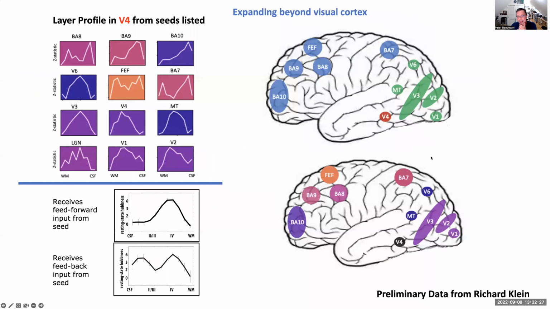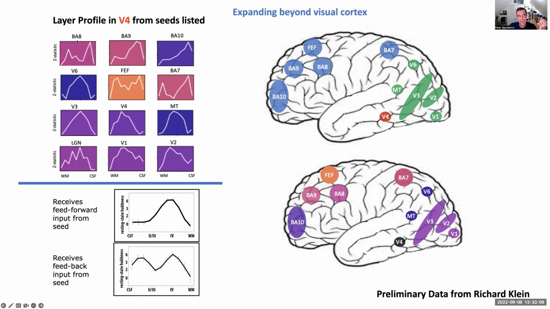I really think that the other method of looking at seeds, and then identifying areas and seeing how the seed correlates with those cortical layers, is really powerful and very hypothesis driven in terms of pulling out feedforward versus feedback in areas that are connected. So here's some preliminary data from a student of mine, Richard Klein, in which he looked at V4, which is positioned between, higher than the other visual areas but lower than the other cortical areas. These are all layer profiles in V4 from the various seeds that are listed here.